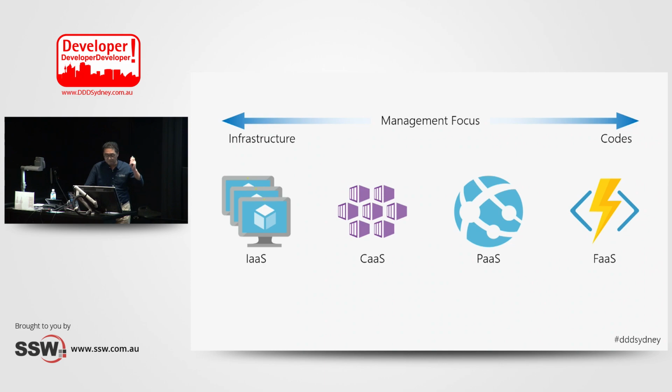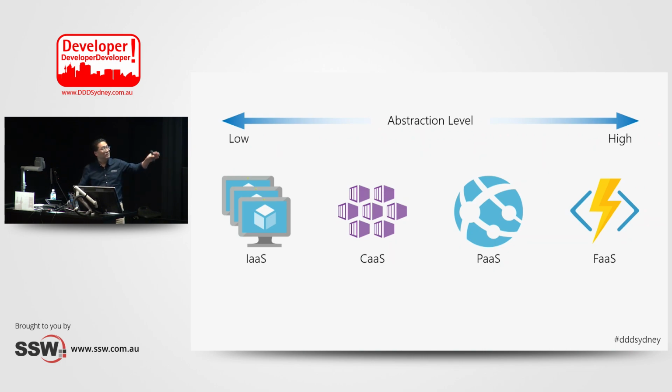From the management focus point of view, on the IaaS side we are focusing more on infrastructure. On the other hand, on the function as a service side, we are focusing more on the code side. In terms of abstraction level, we have to take care of everything in IaaS. We have to deploy virtual machines, deploy the network interface, set up all the firewall rules, and so on. Then in container as a service, the basic operating system is abstracted. We only care about the containers, but we still need to consider the scaling.